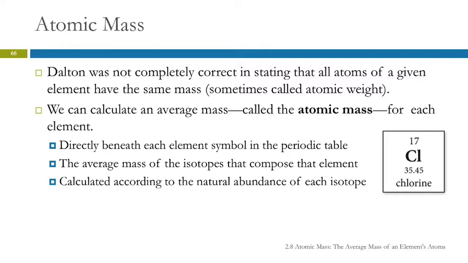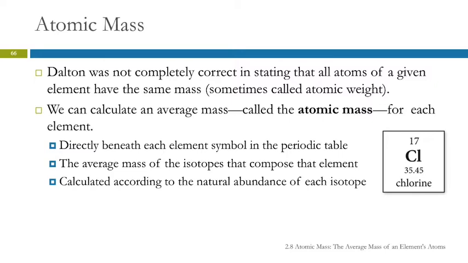So we calculate an average mass. It's called the atomic mass for each element. That is also listed on the periodic table. That's that messy number underneath the element symbol. So here for chlorine, 35.45. That is the average mass of a chlorine atom. There's no chlorine atom that actually weighs that. It's the average of the ones that exist.